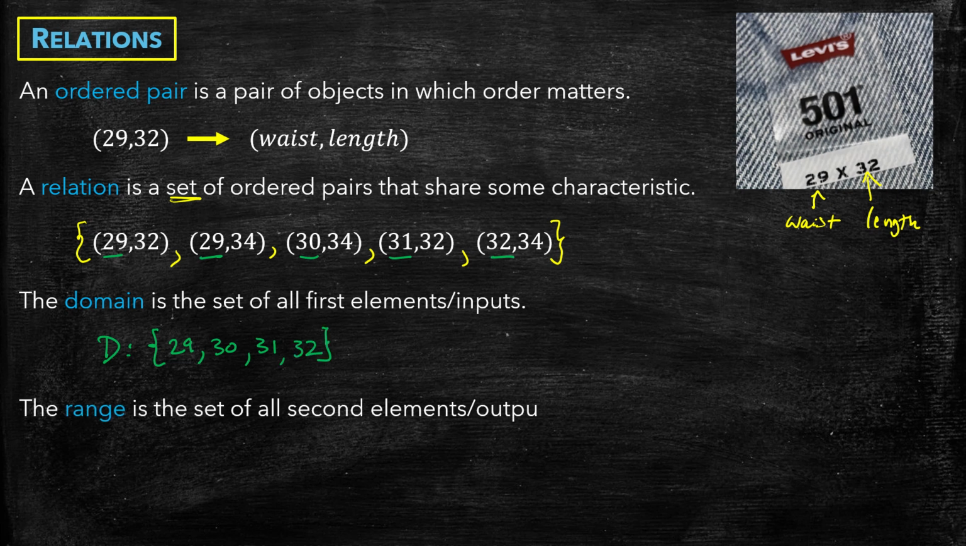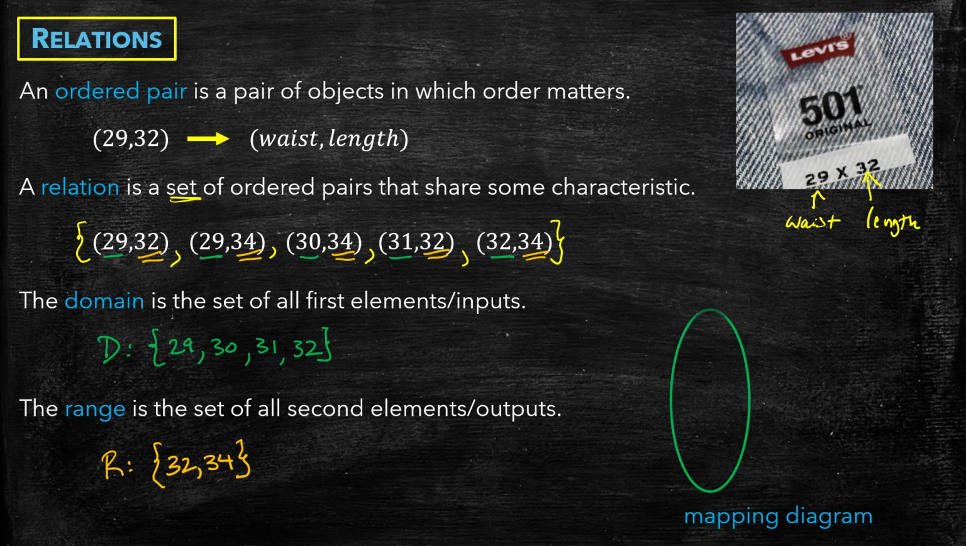And the range is all of the second elements or outputs. So that would be the 32, 34. Oh, there's only two elements in the range. So 32, 34. And usually we can represent the domain and range with what's called a mapping diagram.